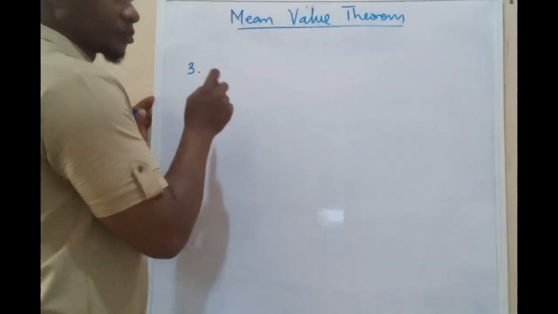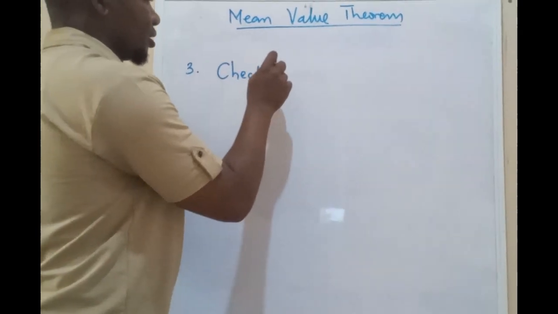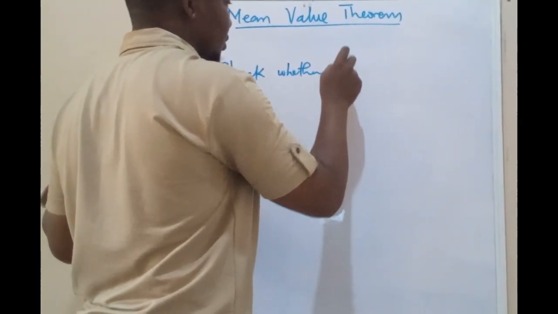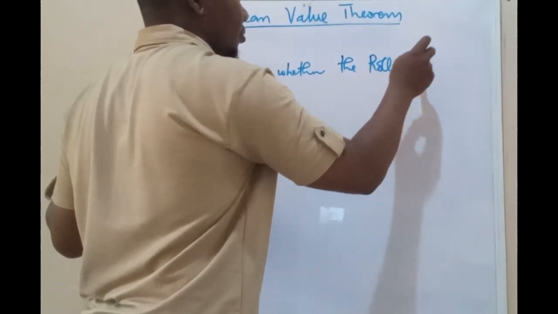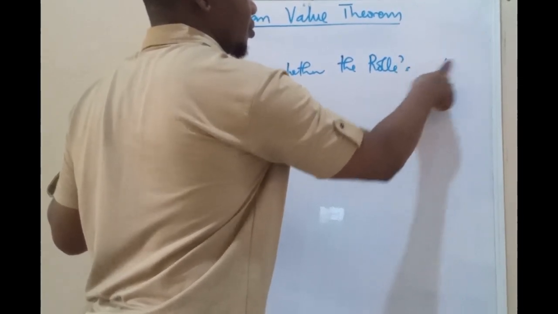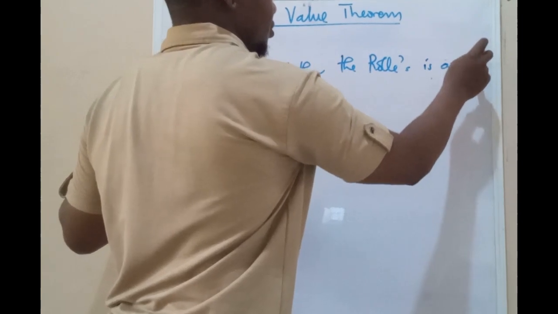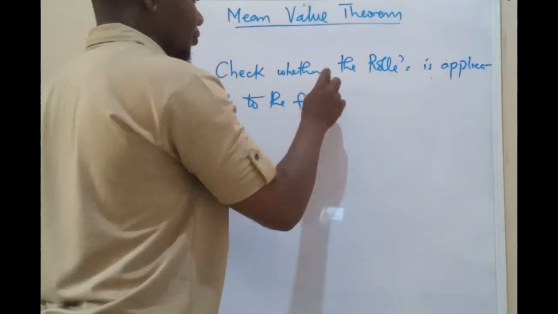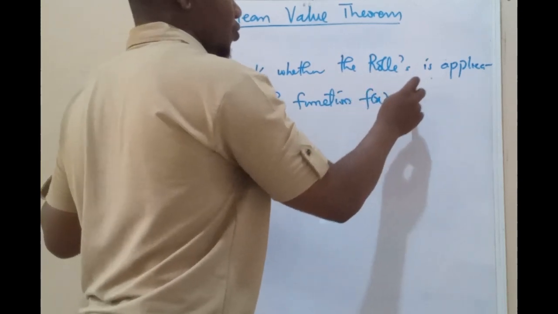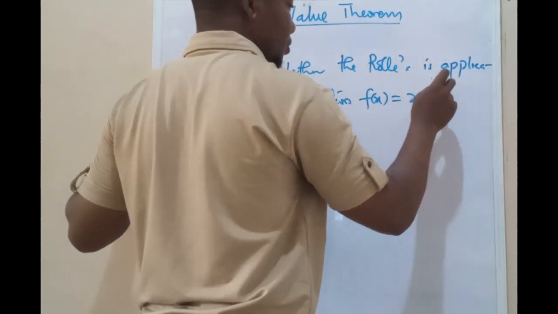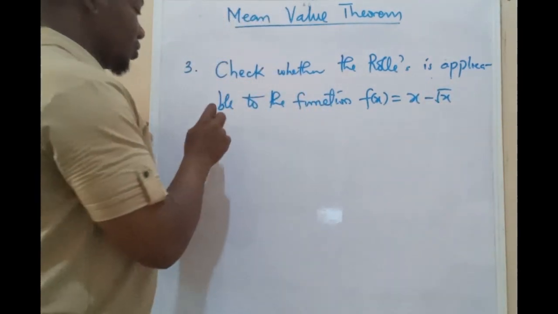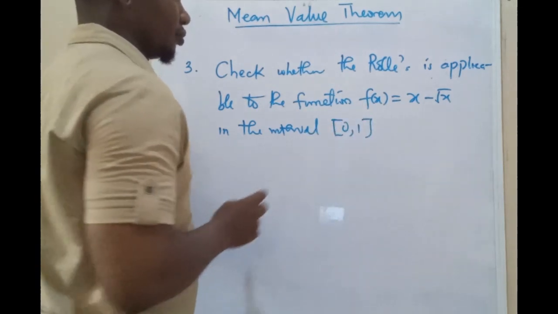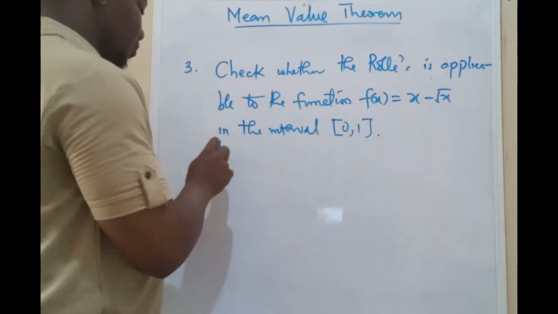So example 3. Again I want to check whether the Rolle's theorem is applicable to the function f of x equal to x minus square root of x in the interval 0 to 1. So, solution.